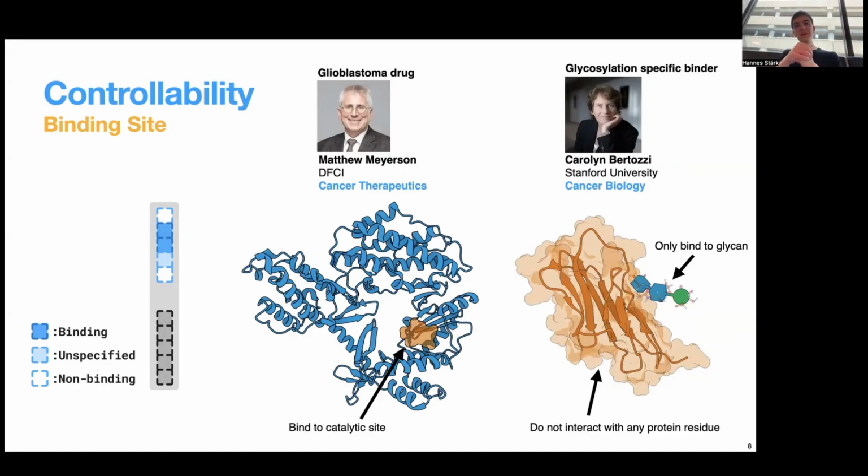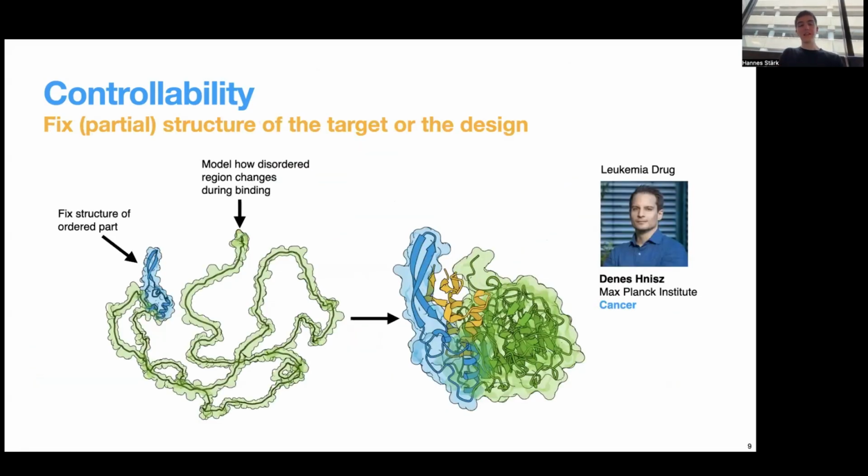So, for example, in a collaboration with Carolyn Bertozzi, we're using this to say we want to be selective to this glycan, and we only want the design to interact with the glycan and not to interact with the rest of the protein, such that we only bind this whole target if it actually has the glycan attached to it. And lastly, we can, of course, specify what is the structure of the target.